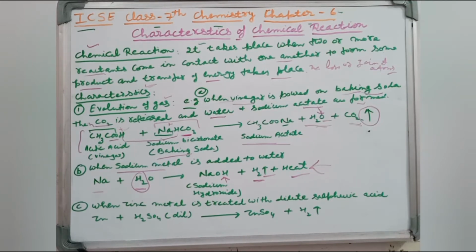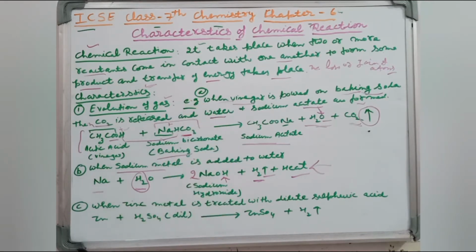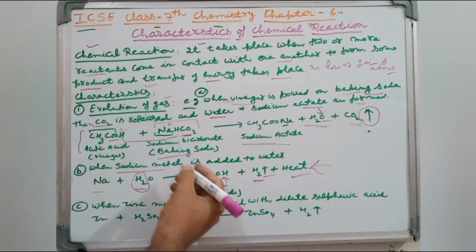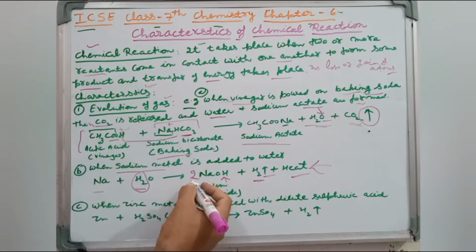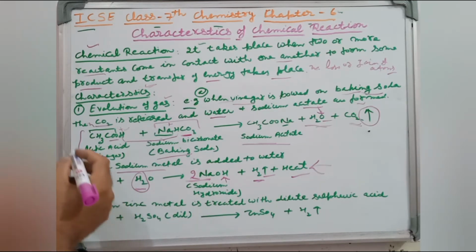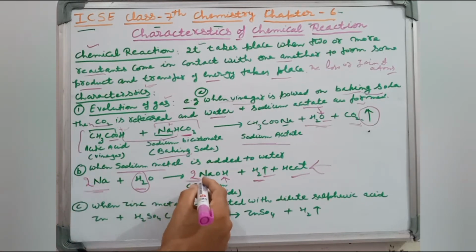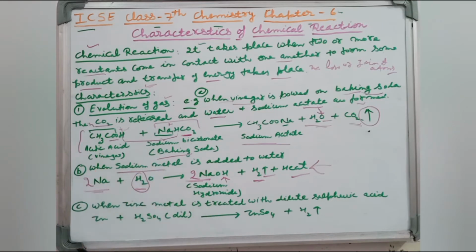For that we will put 2 here, right? 2H. We will put 2 here. As we have put 2 here and made this sodium 2, we also have to put 2 here. Now is this equation balanced? 2 sodium, 2 sodium, balanced, right?